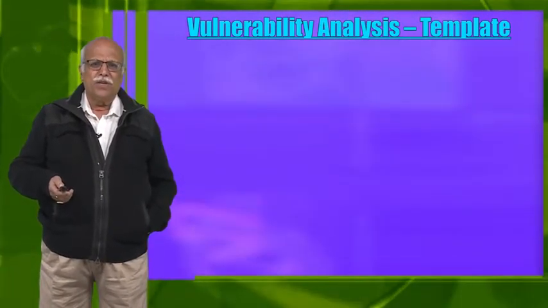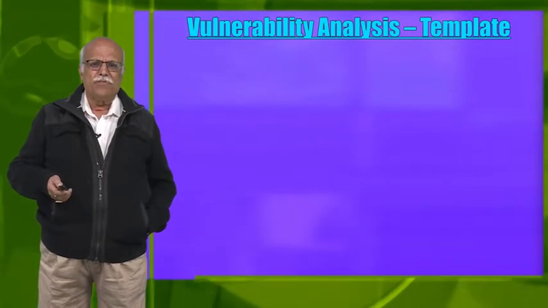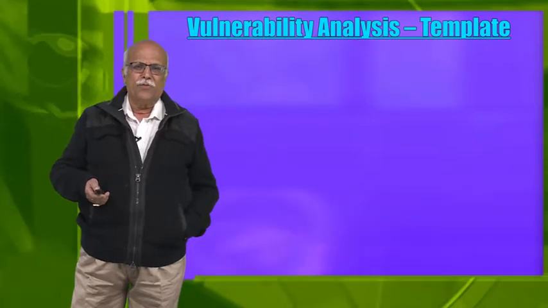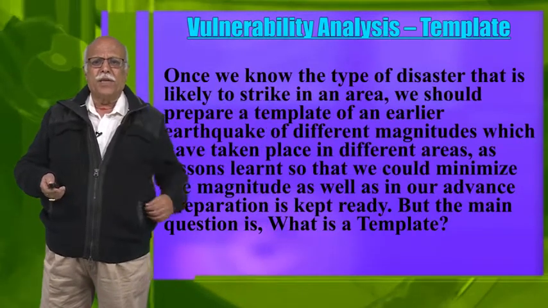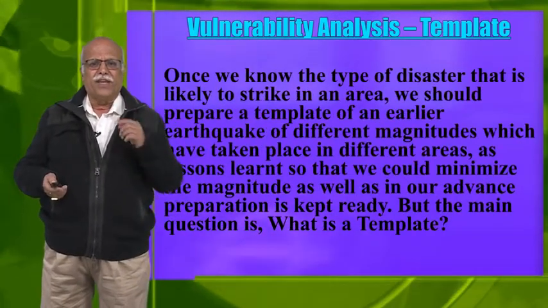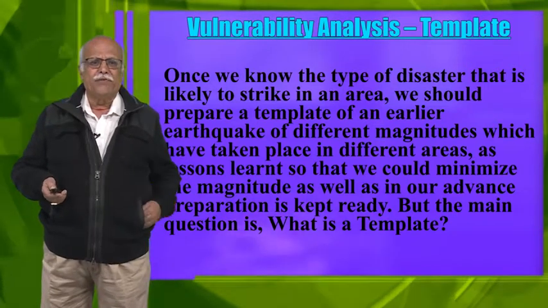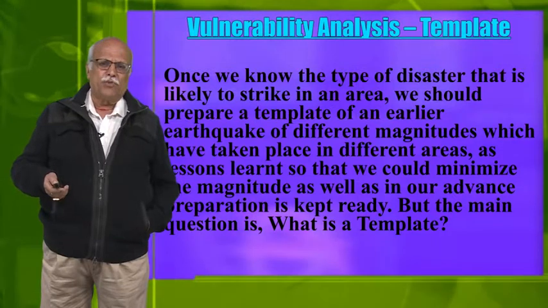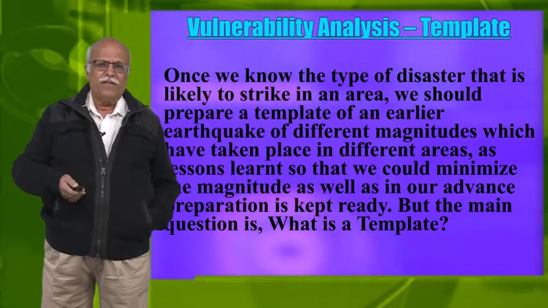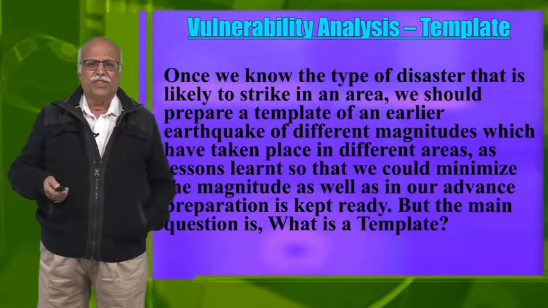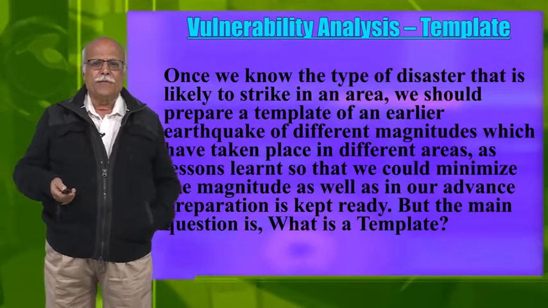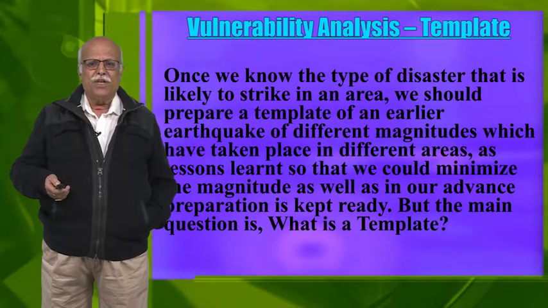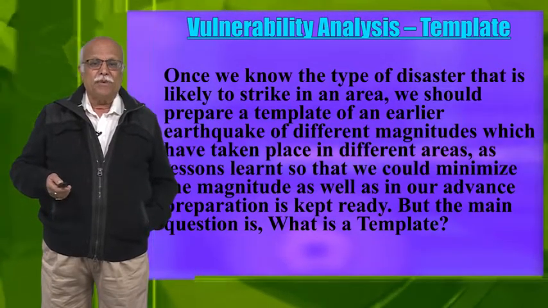We shall now see what exactly we mean by a template, how it is to be made, and what ingredients are required for making a template. Once we know the type of disaster that is likely to strike an area, we should prepare a template of an earlier earthquake of different magnitudes, whether 6.2, 6.5, 7, 4.2, etc., which have taken place in different areas. Lessons learned, so that we could minimize the damage and magnitude well in advance by preparation.